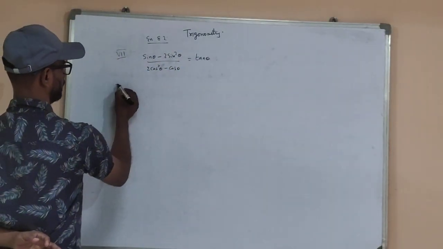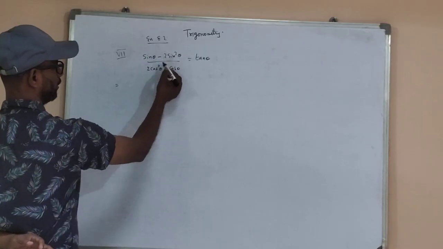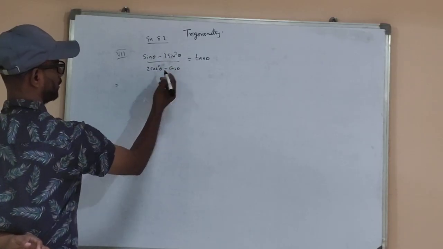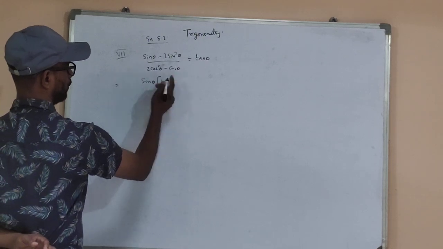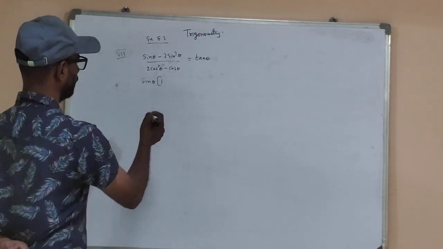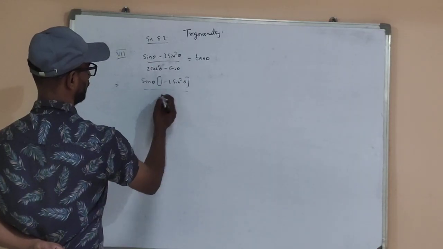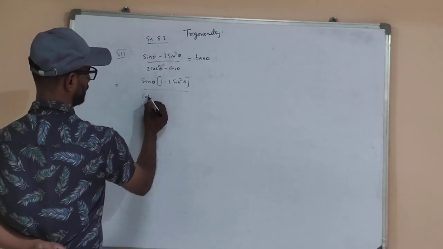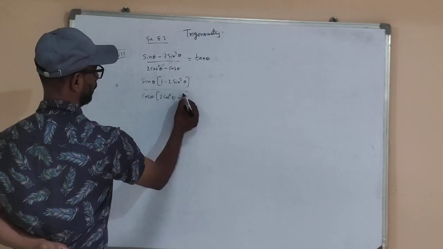So now take the LHS. In the numerator terms, we have sin theta, and in the denominator terms, we have cos theta. So take sin theta common in the numerator. What happens if we take sin theta common? 1 minus 2 sin square theta by, if we take cos theta common, 2 cos square theta minus 1.